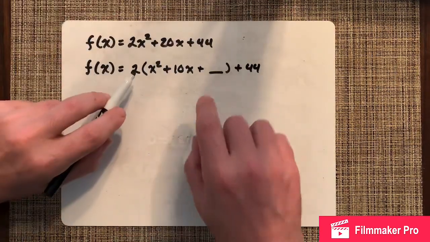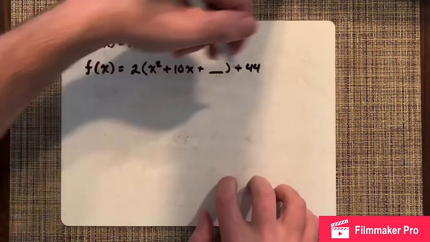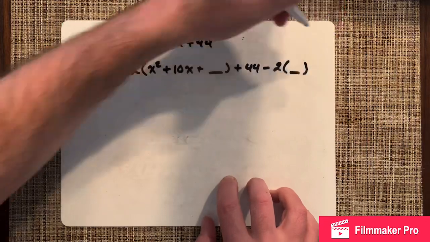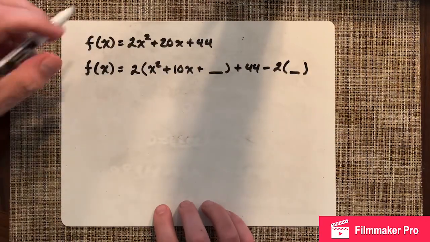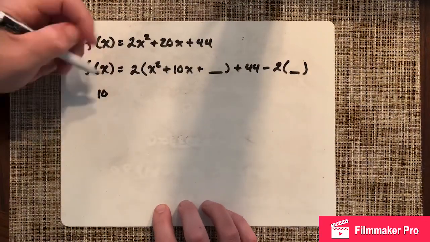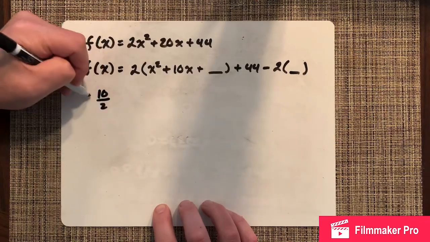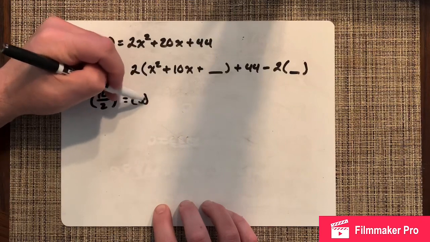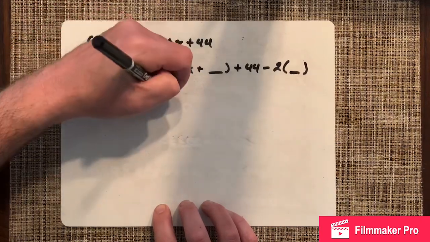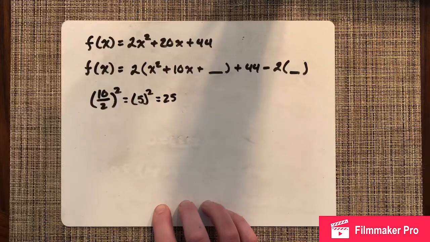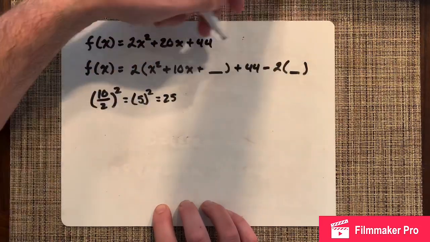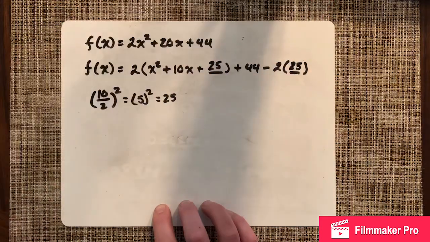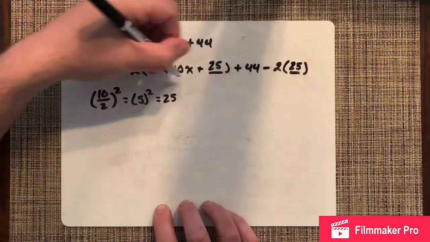Okay, now I'm adding a 2 times blank here, so I need to subtract a 2 times blank at the end. That's what people always forget. Now let's see what goes into blank. All right, 10, that number, divided by 2 squared equals 5 squared equals 25. So it looks like we have a 25 in the blanks. So 25, 25, all right? This is now a perfect square.